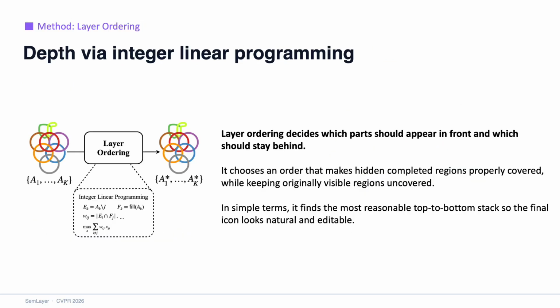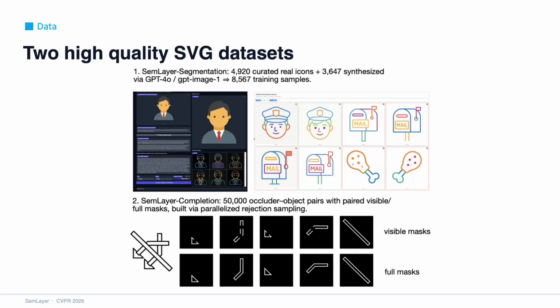Now that we have the complete shapes, we need to decide which one sits in front and which stays behind. We formulate this as an integer linear program. The objective rewards orderings where each completed but hidden region is properly covered by the parts above it, while keeping originally visible regions exposed. In simple terms, it finds the most reasonable top-to-bottom stack so the final icon looks natural and remains editable. To train these stages, we built 2 new datasets.